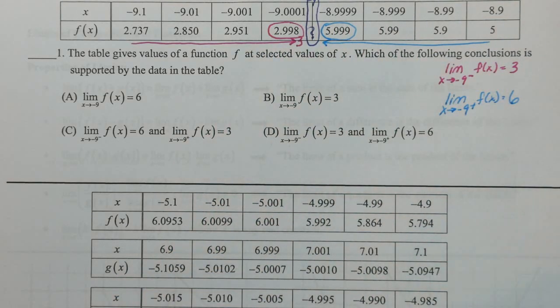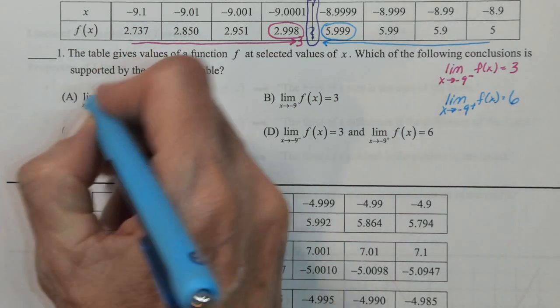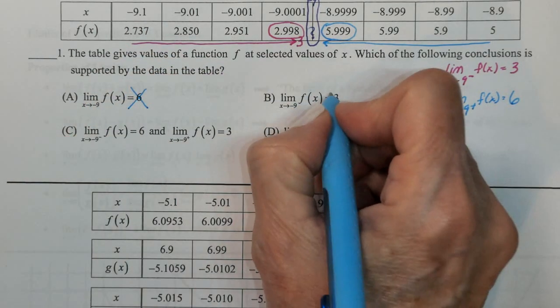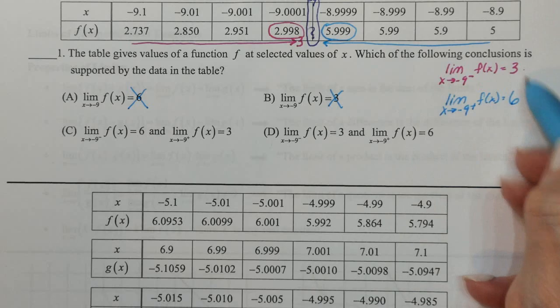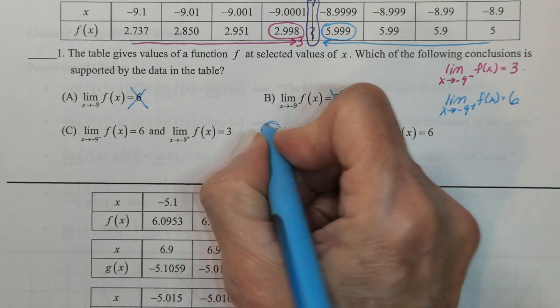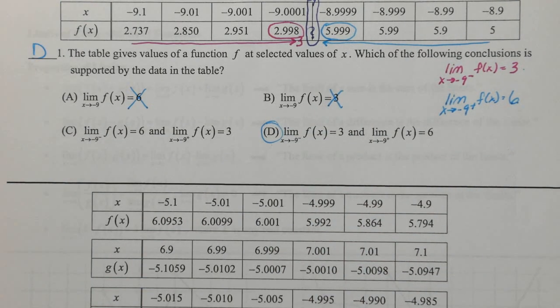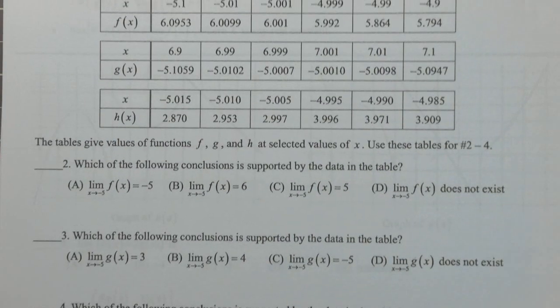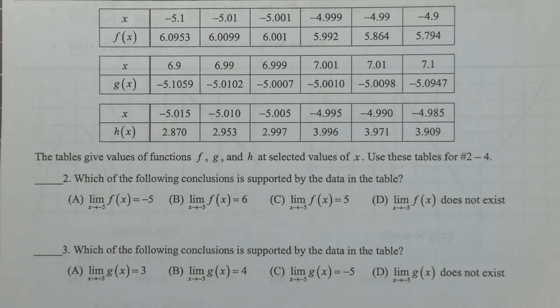Okay? So the overall limit is not 6 or 3, because these are not equal. The limit from the left is 3, the limit from the right is 6. That is answer choice D. Okay, let's do this one. Well, now we have F, G, and H. Okay. Which of the following conclusions is supported by the data in the table?